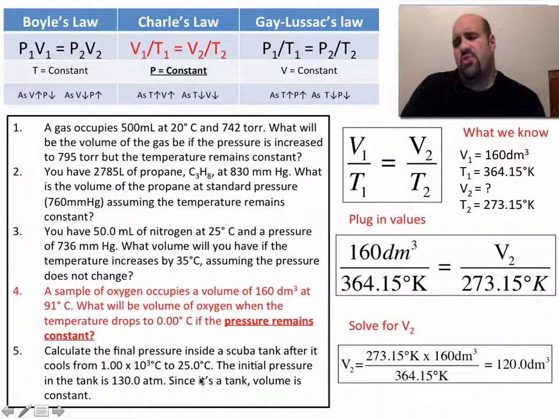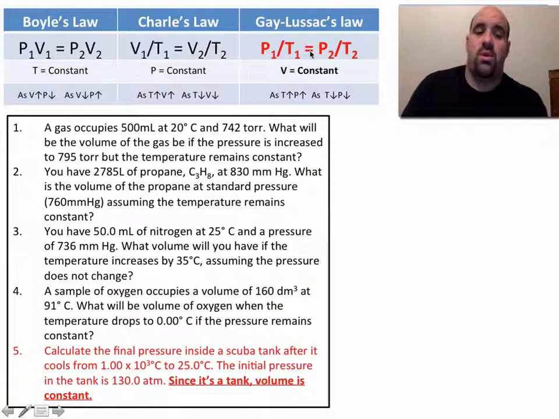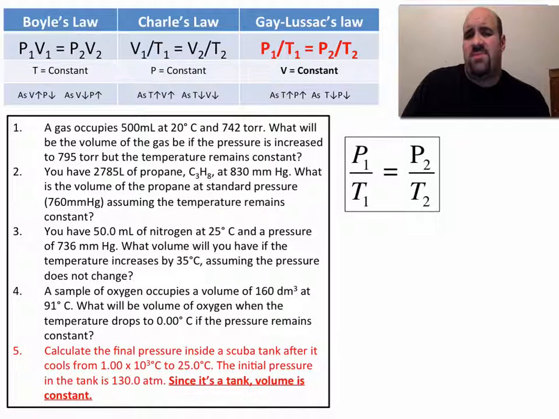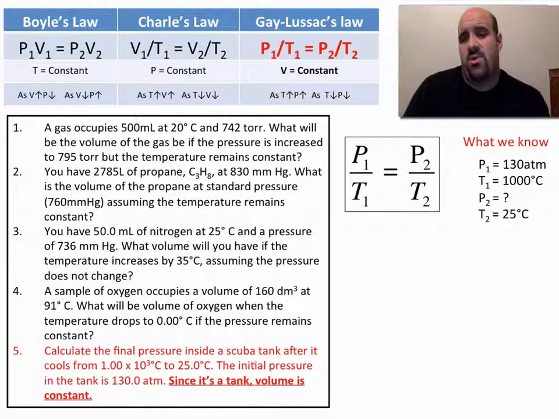So we have a scuba tank, and the tank's not really going to change its size very much, so we're going to assume the volume of the tank is constant. If the volume is constant, we have to use the formula that does not have a volume in it. We're using Gay-Lussac's law. P1 over T1 equals P2 over T2. So when solving these problems, just see what's constant to figure out what formula to use. And then from there, list what you know. And once you list what you know, remember to convert into Kelvin.